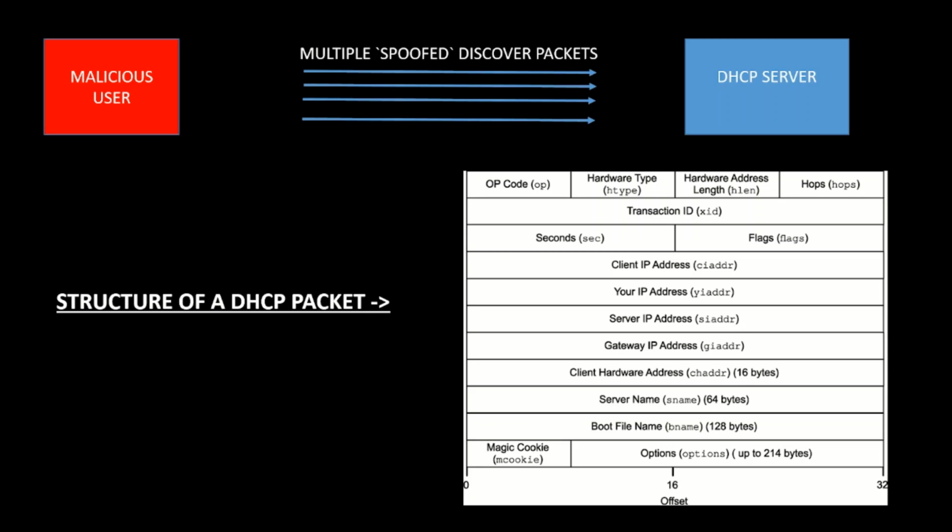So let's get started. If you know what the DORA process and the DHCP protocol itself are, you can just skip to the coding part. But let's get started with what DHCP is. DHCP stands for Dynamic Host Configuration Protocol. The next obvious question would be, what does this protocol do? This protocol is basically responsible for addressing different devices in your network, giving out the IP addresses.